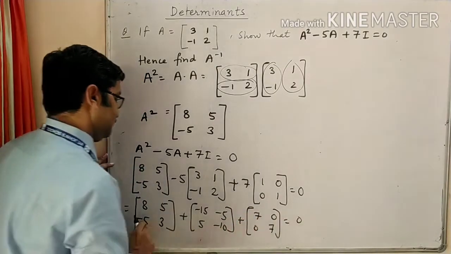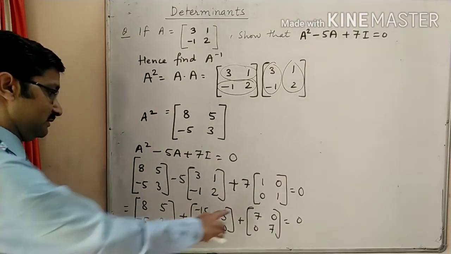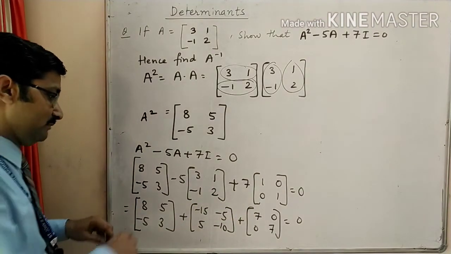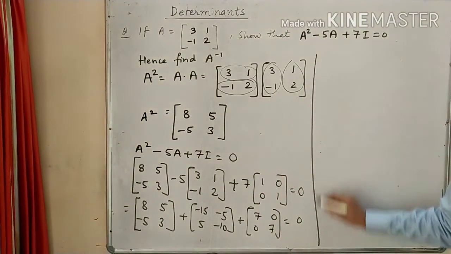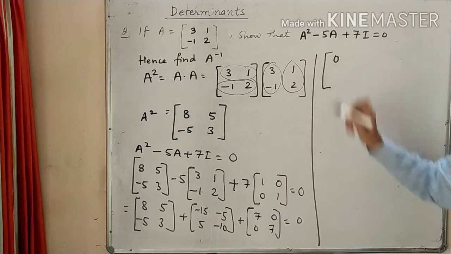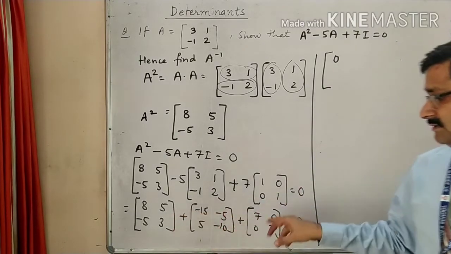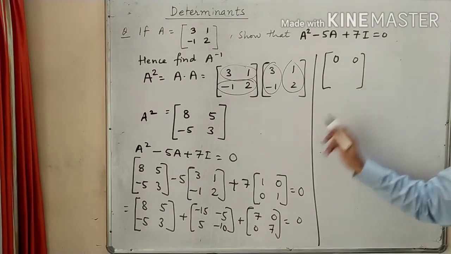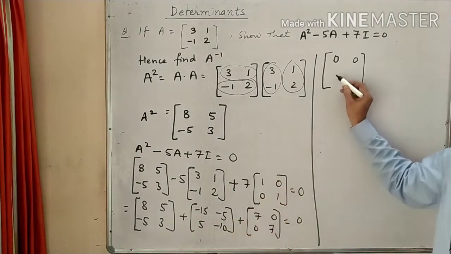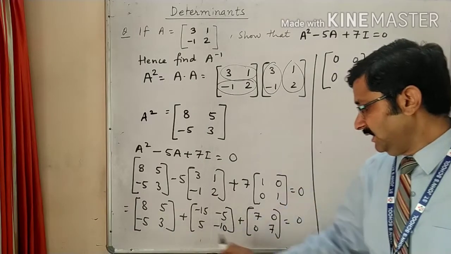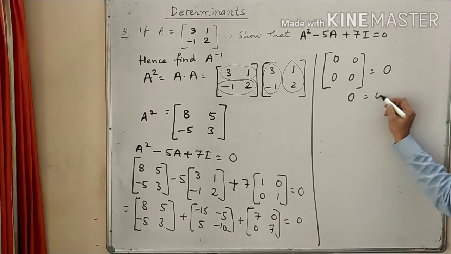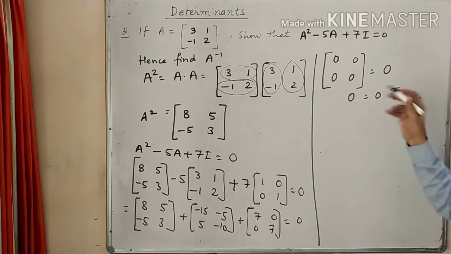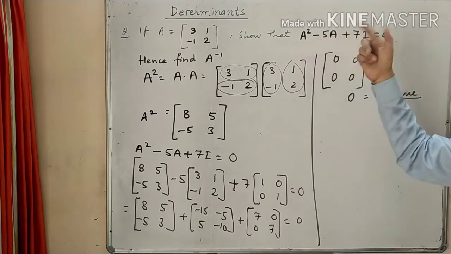Look here. You will add these. First term, you add 8 and 7. 8 and 7 is 15, 15 minus 15 is 0. So you get 0 here. Next is 5 minus 5 plus 0 is 0. Next is minus 5 plus 5, 0. Then you have 3 and 7, 10, minus 10 is 0. So it is true, the 0 matrix equals the 0 matrix. This equation is true here. Now you take the help of this equation and you have to find A inverse.